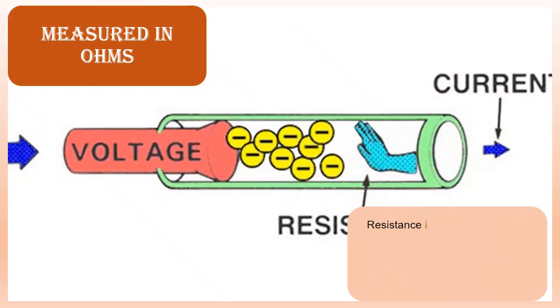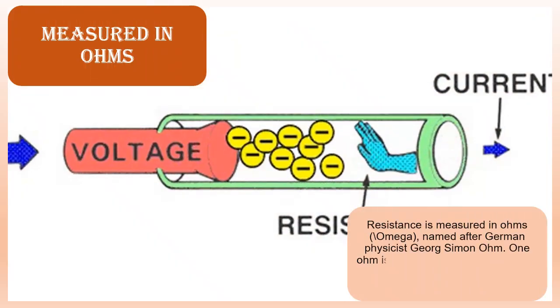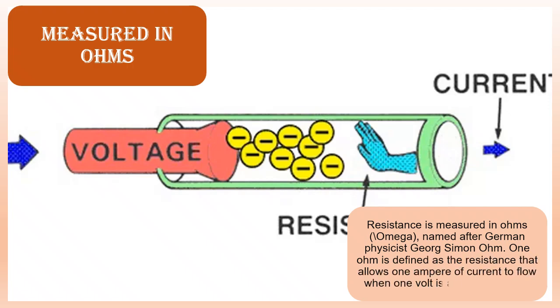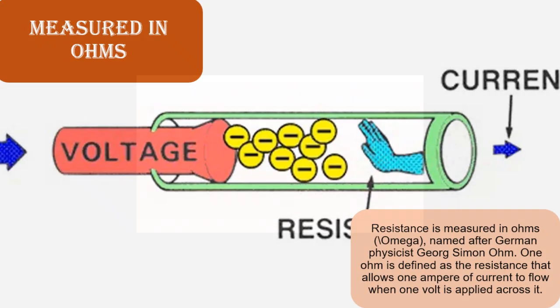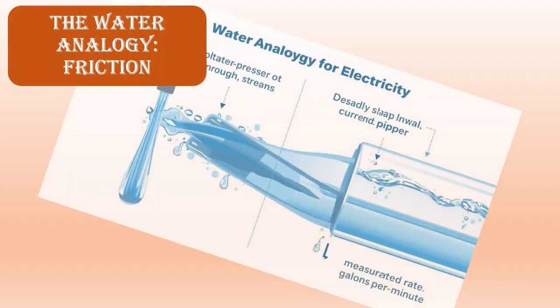Resistance is measured in ohms, Ω, named after German physicist Georg Simon Ohm. 1 ohm is defined as the resistance that allows 1 ampere of current to flow when 1 volt is applied across it. The water analogy: friction.